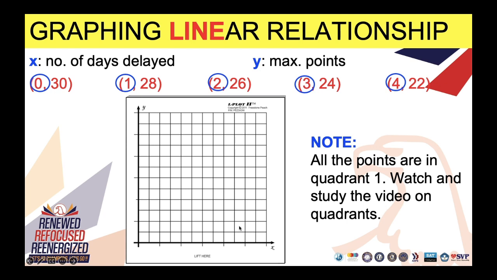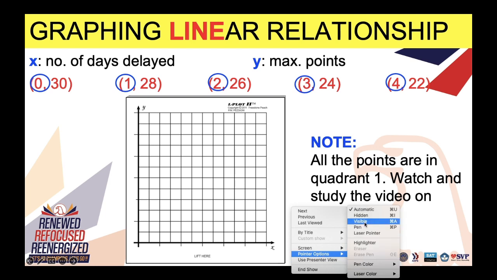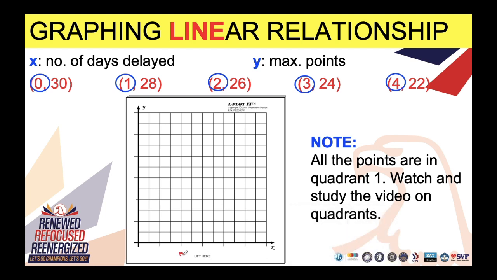Okay. So if you try to look at it in my x-axis, which is the number of days delayed, you have to label this here: number of days delayed. That's why you need to identify the quantity, because you are going to label your axis according to the quantity and not just simply x and y. Number of days delayed, and your y, this is your maximum points.